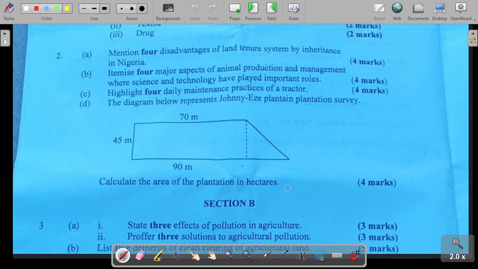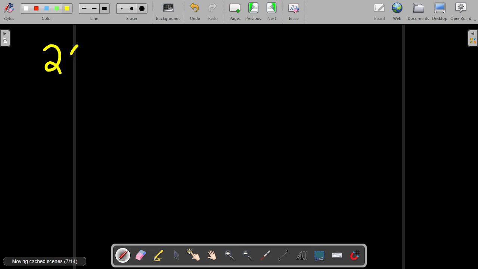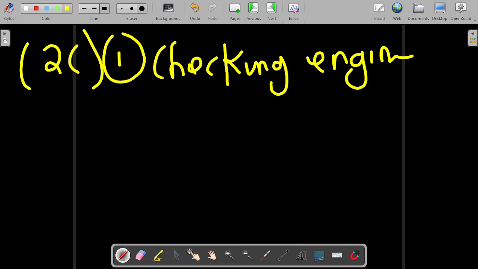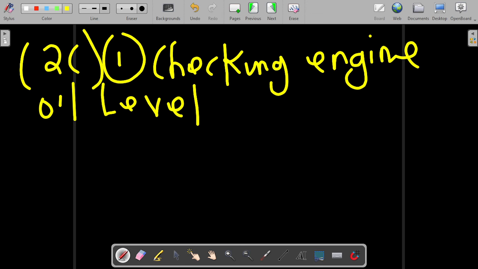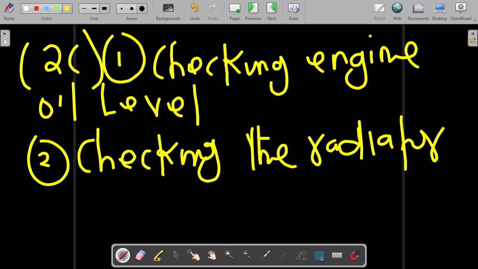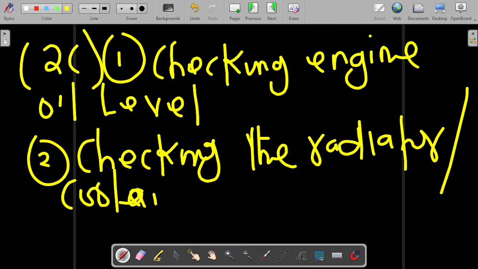Let's go to C. Highlight 4 daily maintenance practices of a tractor. Very easy. 1 is checking the engine oil level. 2, checking the radiator water, or they call it coolant level. The water in the radiator serves as a coolant.